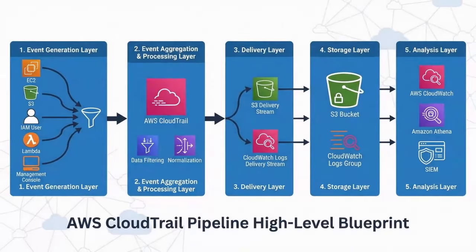So the CloudTrail pipeline has 5 major components I want you to take note of. First, you have the event generation layer, the event aggregation and processing layer, and then you have the delivery and storage layer, and lastly you have the analysis layer. Basically, the analysis layer is CloudWatch, Athena, and the SIEMs. That's actually your high-level blueprint.